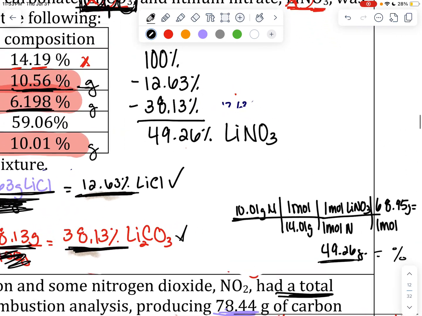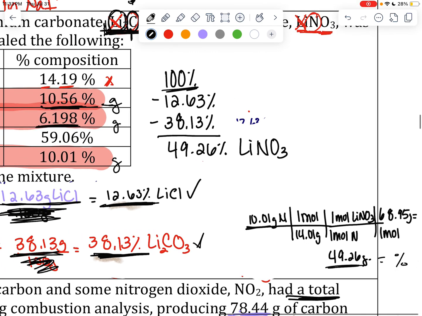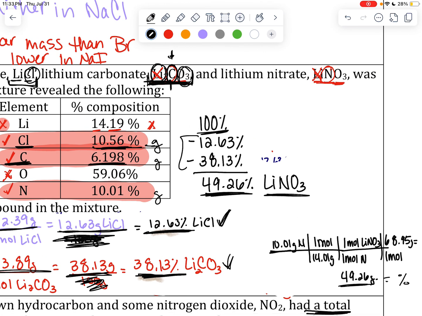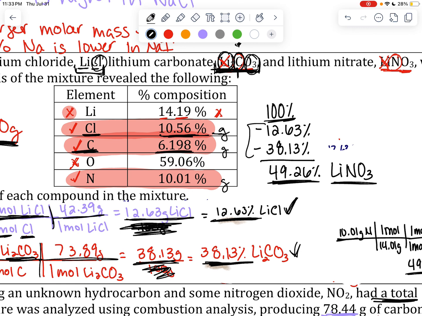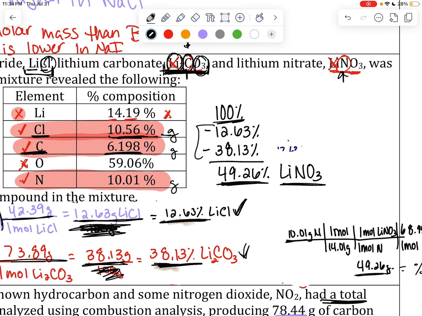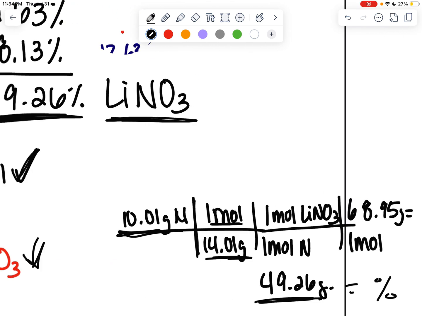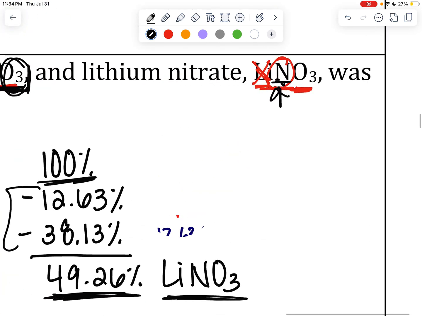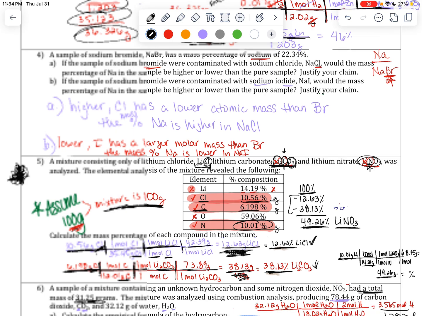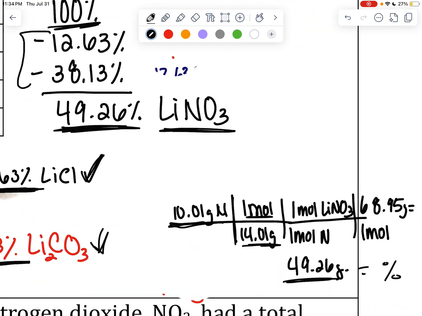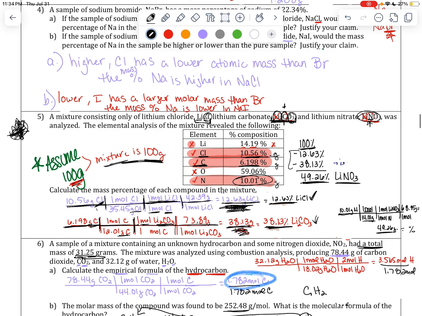And then lastly, you can solve this 2 ways. You can either take 100% and then subtract the 2 answers that we just did to give you 49.26% of lithium nitrate, or you can do exactly what we've been doing. You go ahead and you say, okay, I have nitrogen, which is specific to lithium nitrate, so I can isolate it, and then I can go to the compound. I start off with 10.01 grams. I do the molar mass per 1 mole, and then I have 1 mole of nitrogen per 1 lithium nitrate. And then you finish with the molar mass, and that should give you 49.26%.